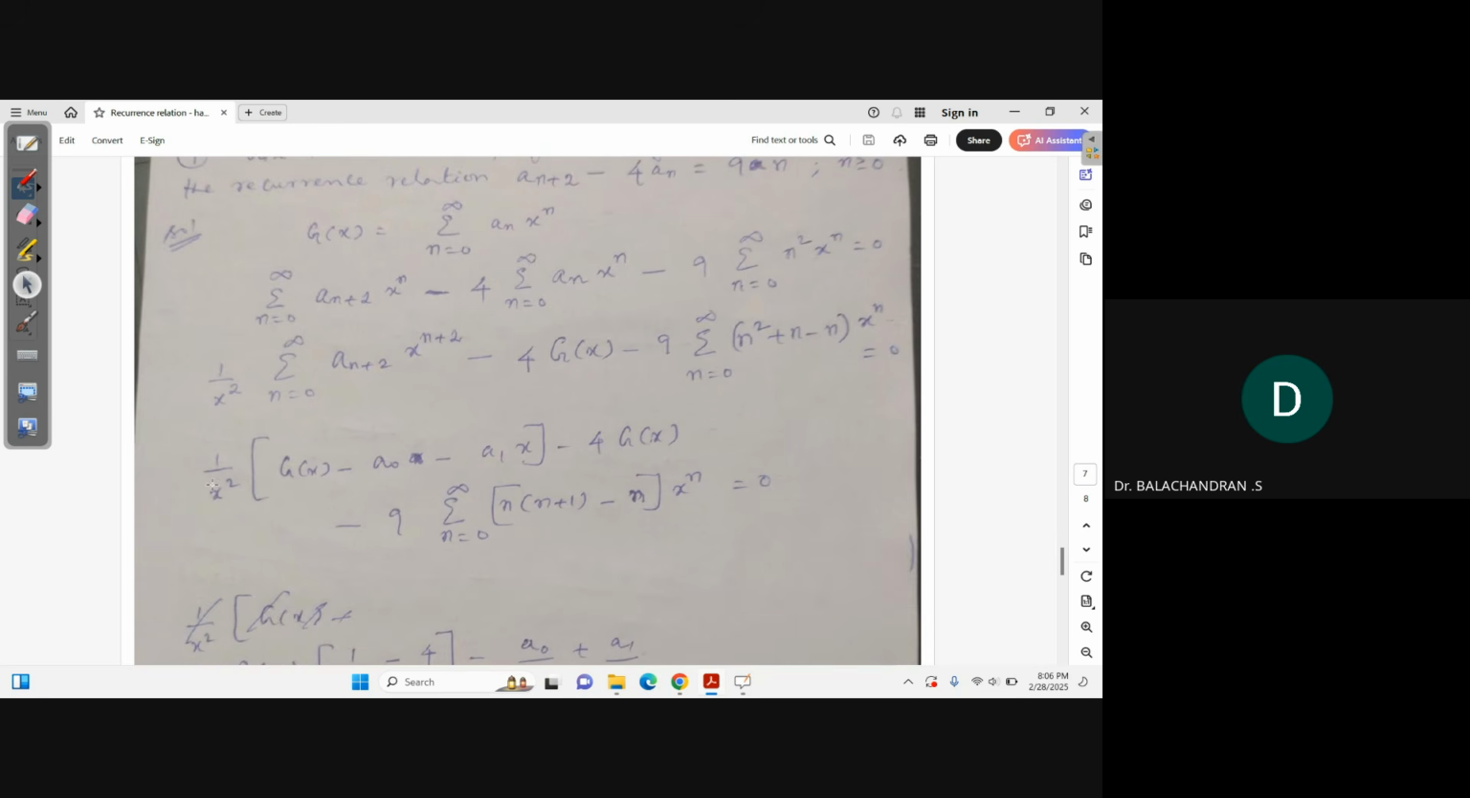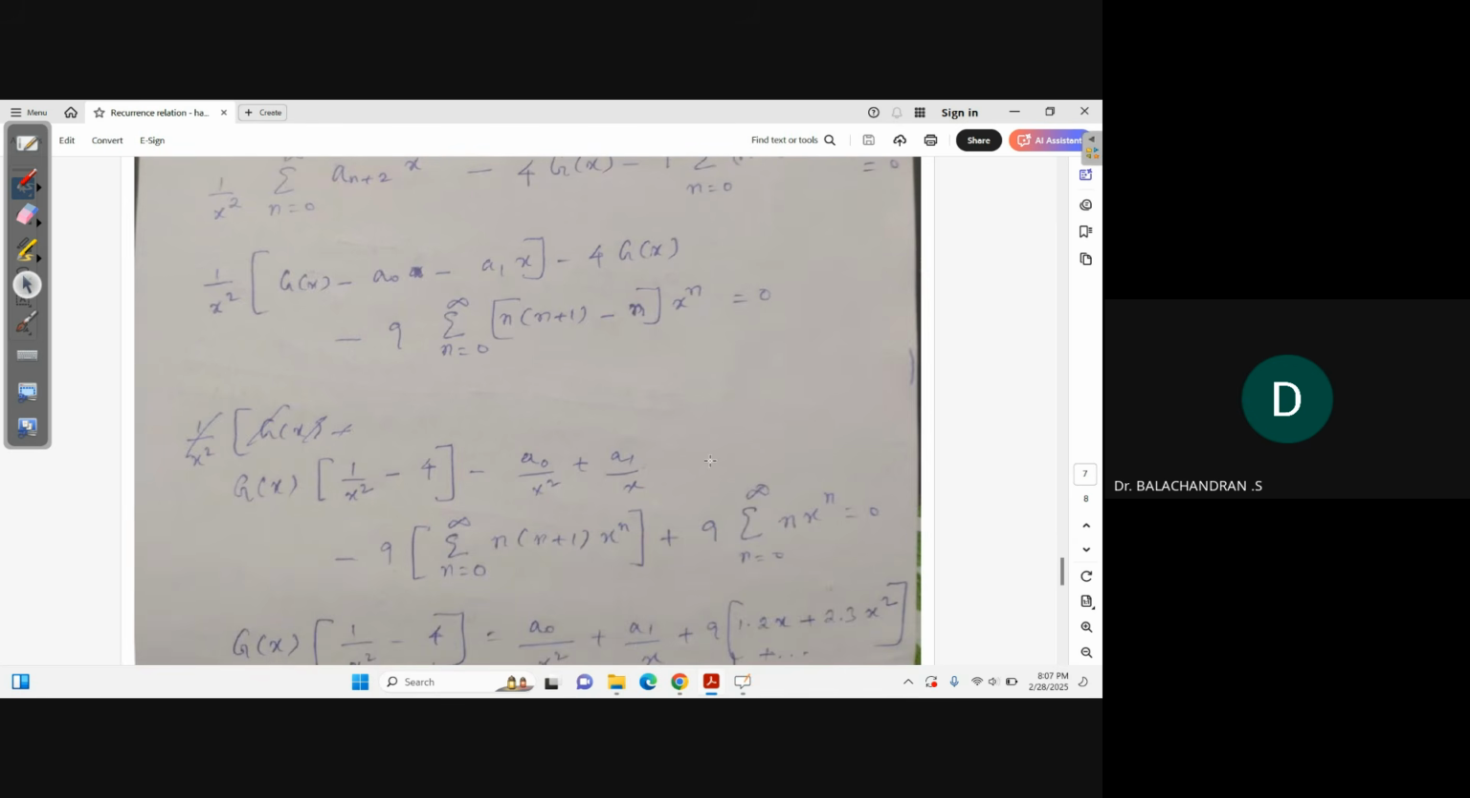Now 1 by x square into, if I write this series as g of x, it is starting from a2, the third term. So if this series is g of x, then I need to subtract the first term and the second term. So minus 4 into g of x, minus 9 into summation n equal to 0 to infinity. Here I'll take n common from the first two terms, so n into (n plus 1) minus n into x^n. Now I'll take g of x common.